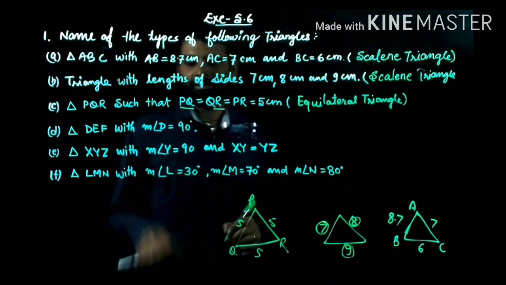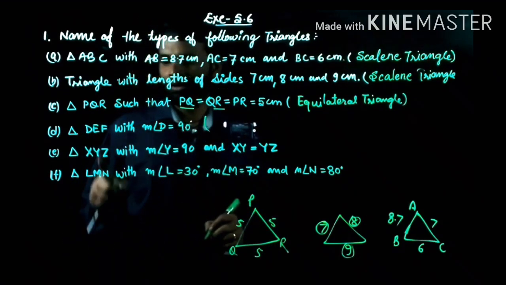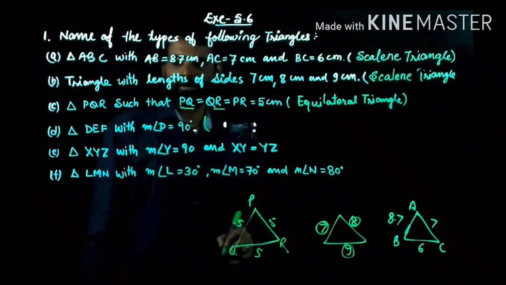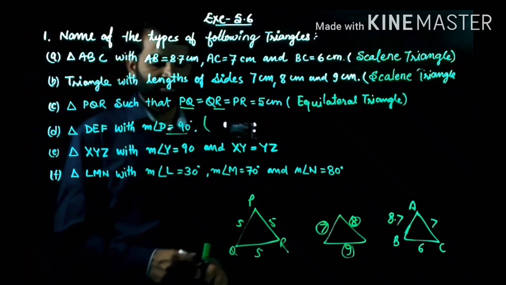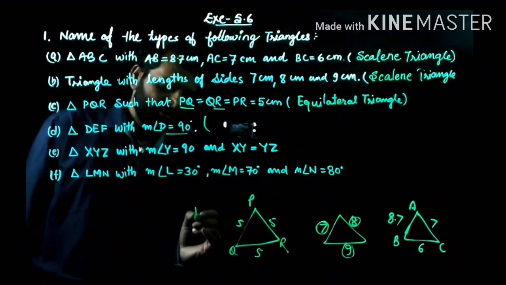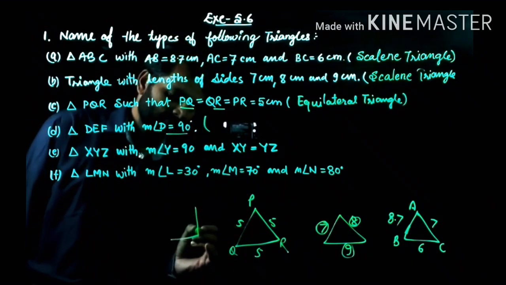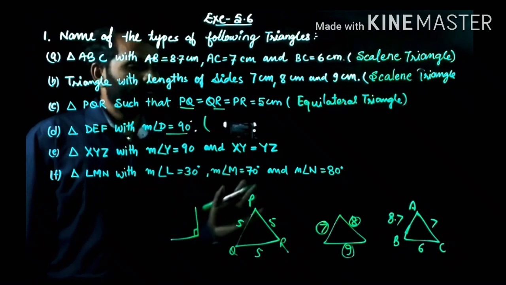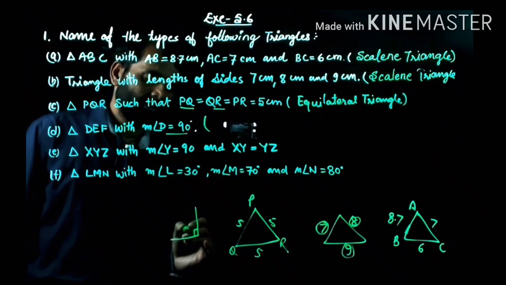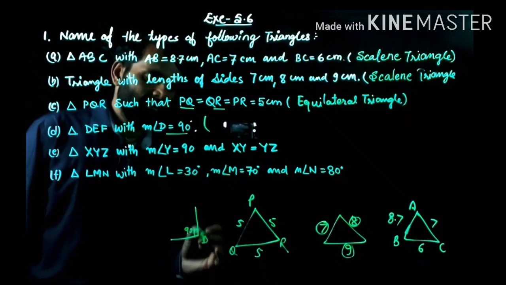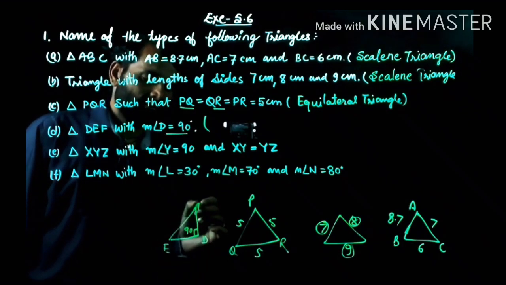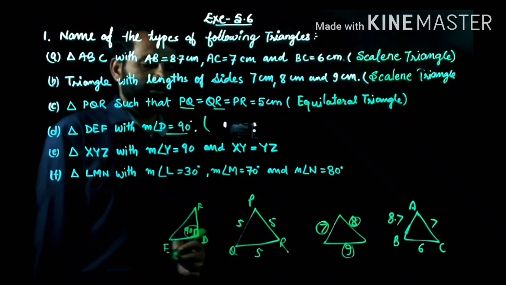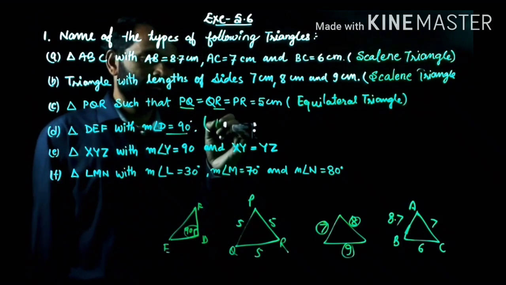Okay, next is question D. If a triangle DEF has one angle of 90, this type of diagram, you know, I will not draw the diagram but only explain it. Then the 90 angle is the angle of D, the joining point is EF. This is the angle of 90. It is called which type?